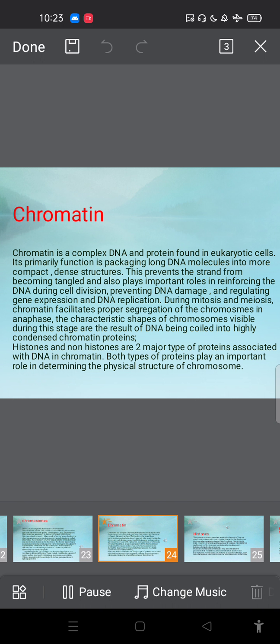During mitosis and meiosis, chromatin facilitates proper segregation of the chromosomes in anaphase. The characteristic shapes of chromosomes visible during this stage are the result of DNA being coiled into highly condensed chromatin proteins. Histones and non-histones are two major types of proteins associated with DNA in chromatin. Both types of proteins play an important role in determining the physical structure of chromosomes.